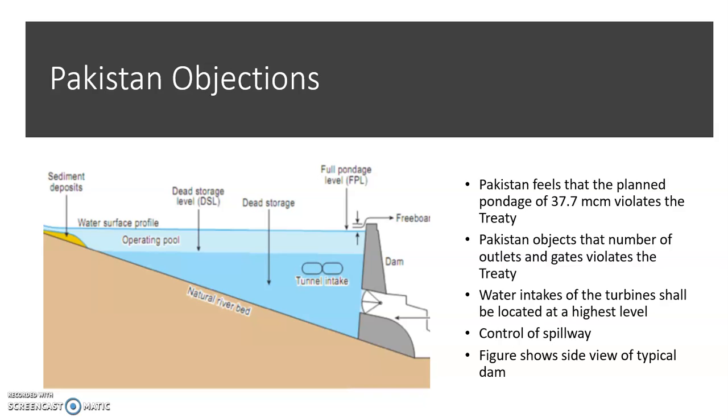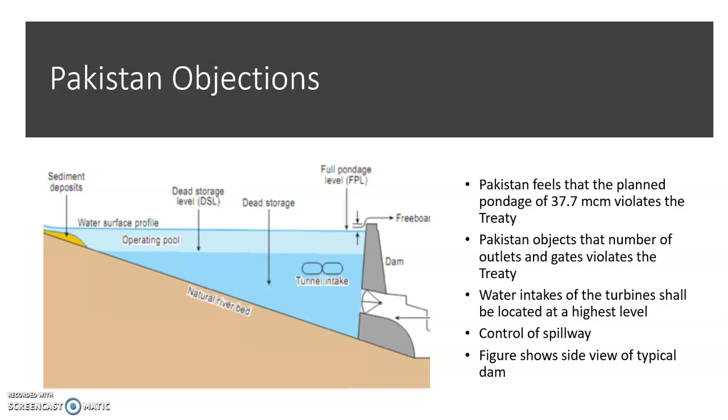Pakistan feels that the planned pondage of 37.7 MCM violates the treaty. Pakistan objects that the number of outlets and gates violates the treaty. Water intakes of the turbines shall be located at a highest level. Control of spillway.